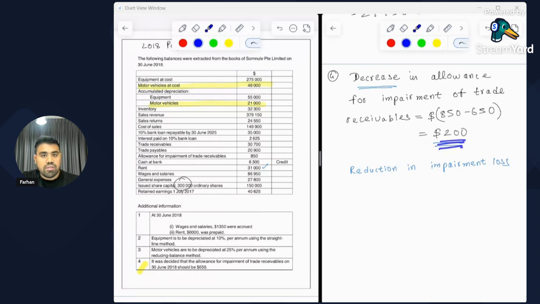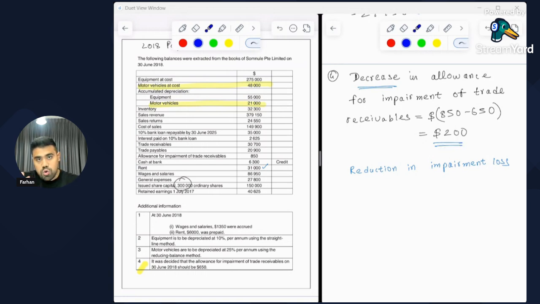So we always classify this as an expense, but this time, because the amount has dropped from $850 to $650 and the reduction is $200, this is a good thing for the business. And when you prepare the income statement, you need to show this as a negative figure under the total expenses that we report when we prepare the income statement.